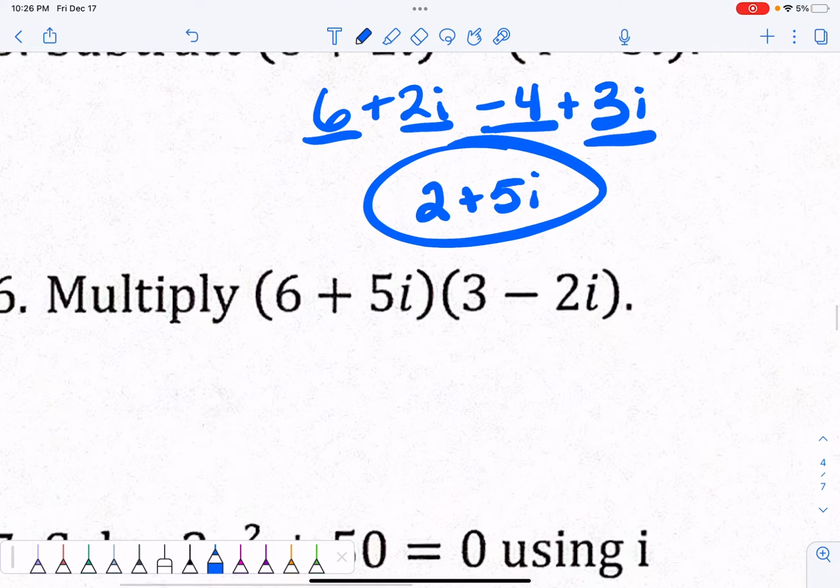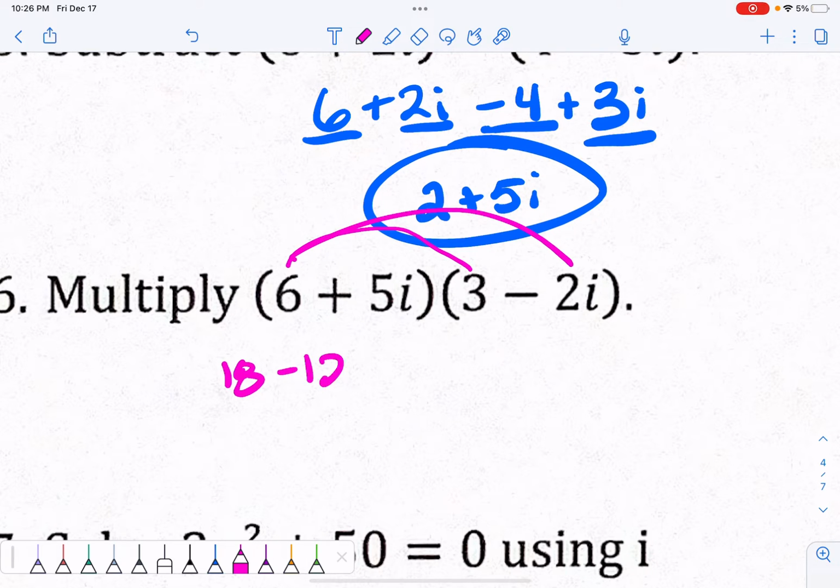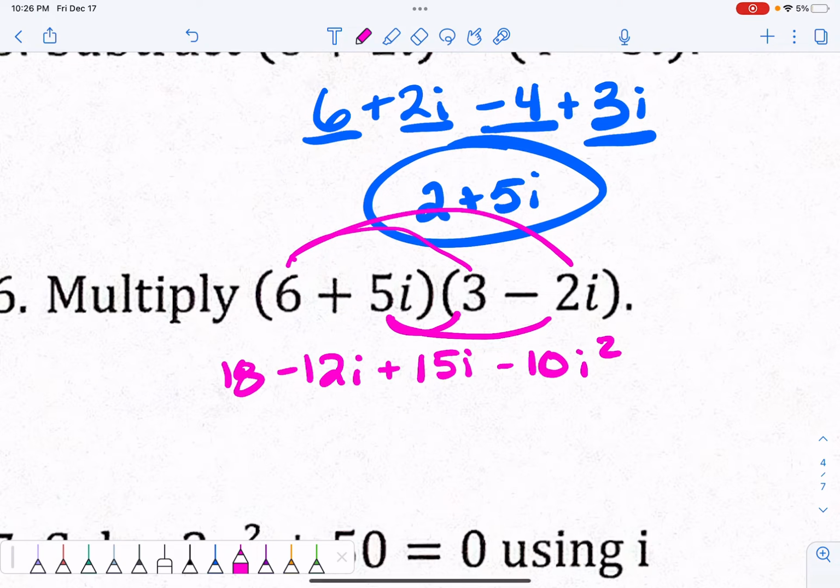The next one is multiply, so we're foiling. First we're going to take 6 times 3, which is 18. Then 6 times negative 2i is negative 12i. 5i times 3 is positive 15i. And 5i times negative 2i is negative 10i squared, okay?